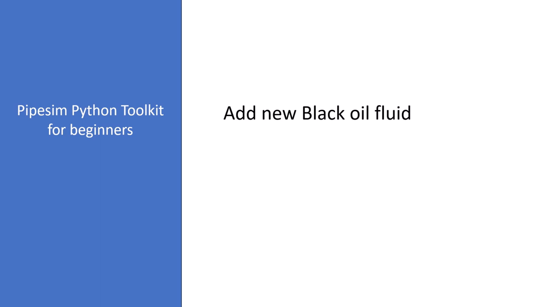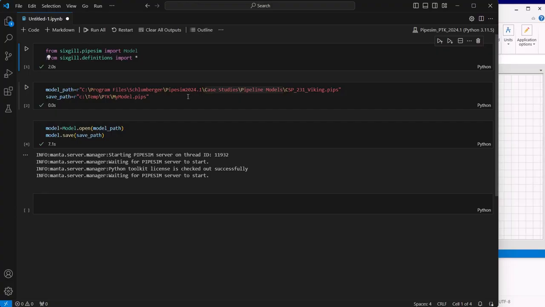This is a demonstration of the main Python Toolkit functionality to manage fluids. In this video I focus on black oil fluid. It is possible to create the model from scratch, then add fluid and assign it to the boundary node. But I found a good example in case studies, pipeline models.